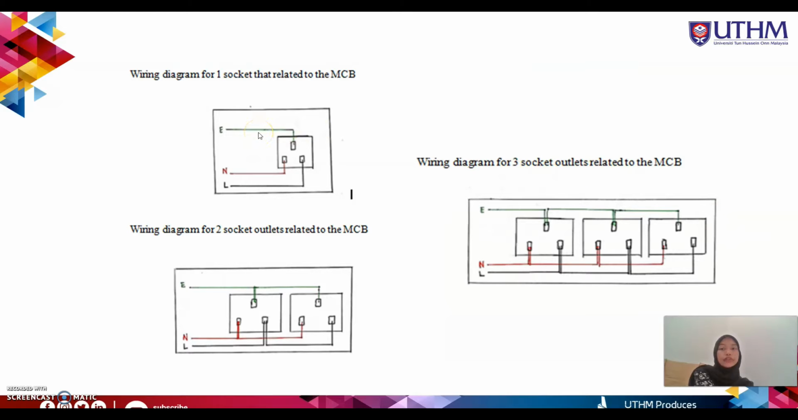So this is the wiring diagram for one circuit related to the MCB, which is connected to Earth, neutral and live. The wiring diagram for two circuits, which are connected with one another, is still the same: Earth, neutral and live. This is a diagram for the 3 circuit outlets related to the MCB in my kitchen. So that's all for me.